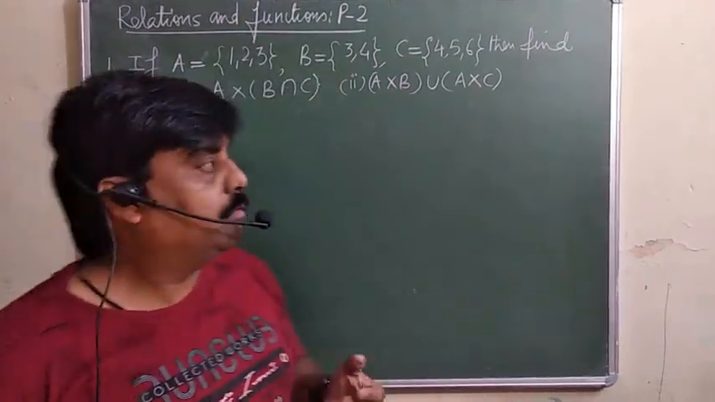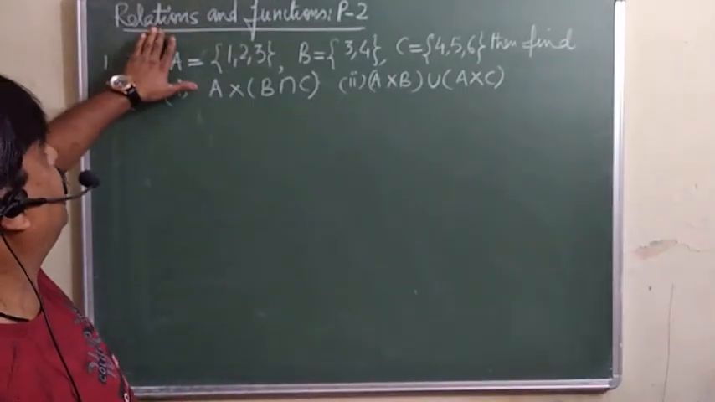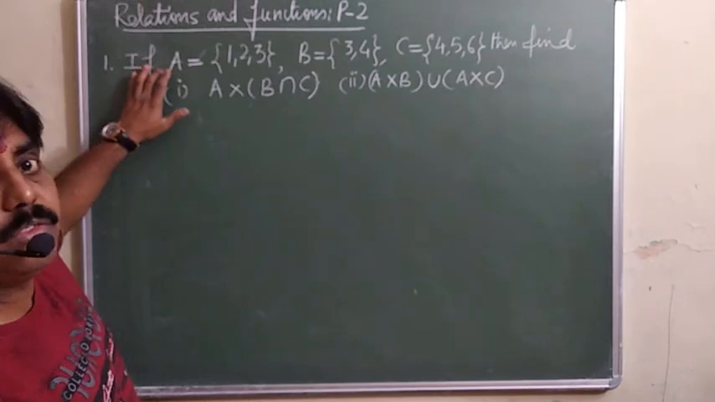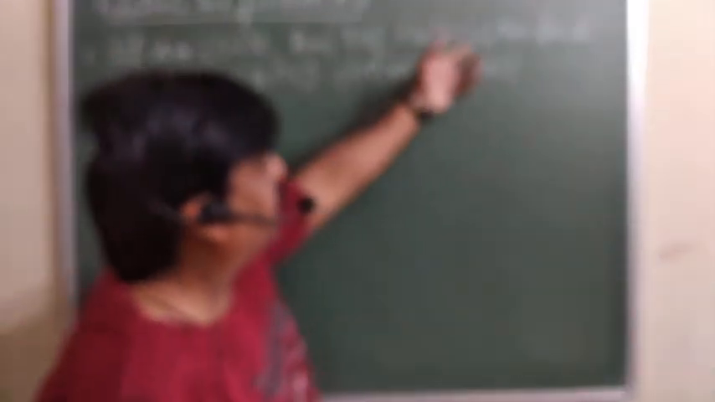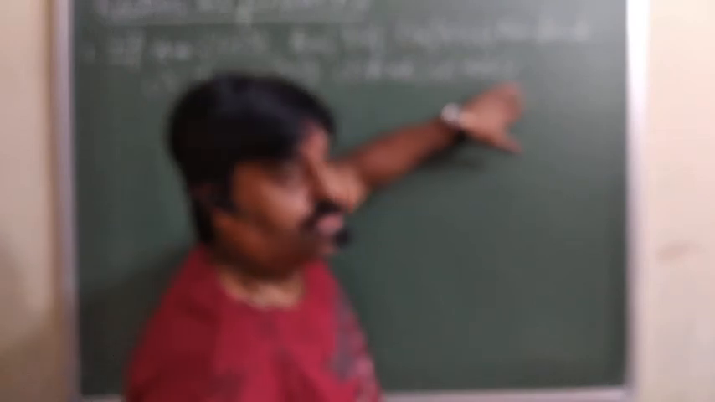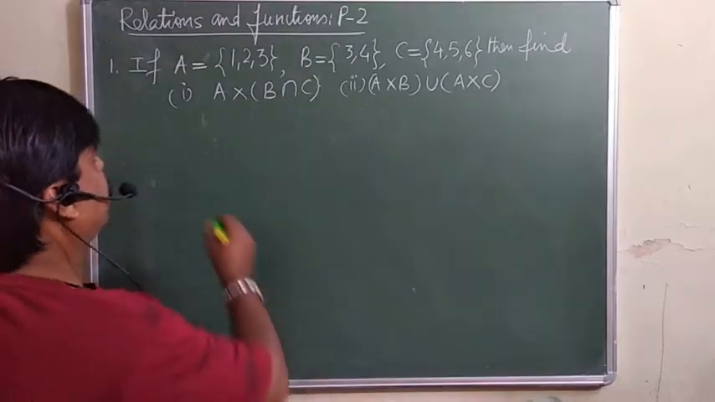Hello everybody. Now a few questions we will take based on relations and functions, means based on the Cartesian product. Suppose A, B and C are three sets given. You have to find A cross B intersection C and A cross B union A cross C. So first case we are taking.